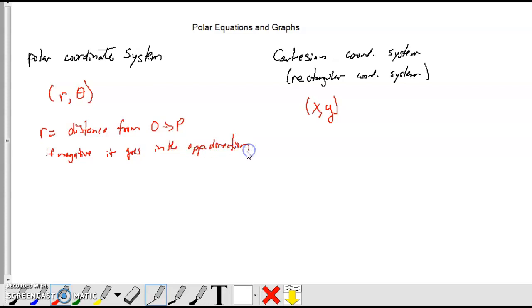I'll draw a picture of what I'm talking about here. And then theta, hopefully you guessed this, this is your angle. So your directed angle. And we can say that this is either in radians or degrees, depending on what we want to talk about. Okay, so what do I mean by the distance from O to P?